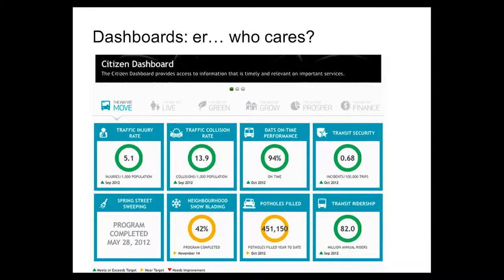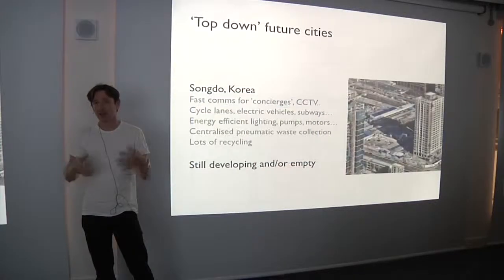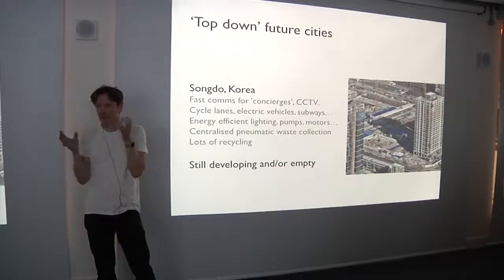The thing is, all that statistical analysis ends up in these really tedious dashboards that nobody cares about, with metrics that are incredibly boring. Like, I don't care how many million riders there are altogether in the year. I don't care that the Spring Street sweeping was completed on May 28th. And there's something else, an odd parallel I want to try and make here.